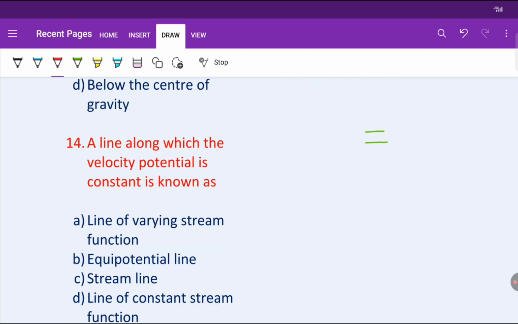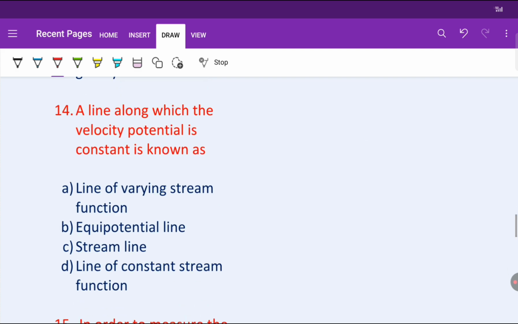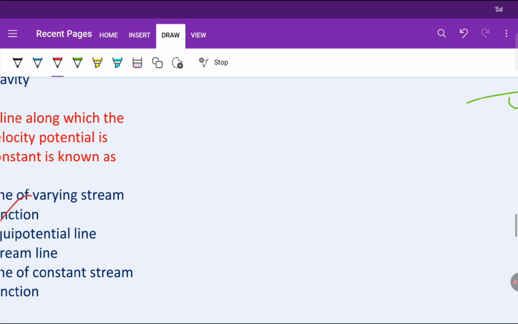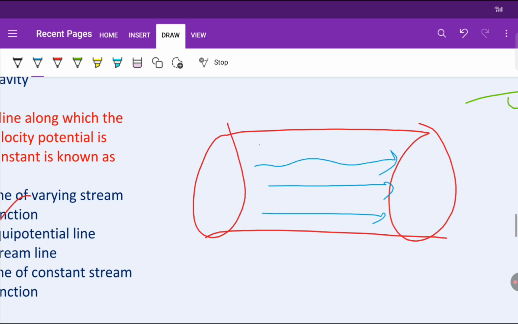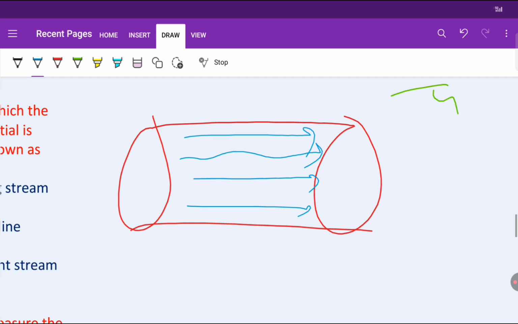So the next question: a line along which the velocity potential is constant is known as, so velocity potential is constant, that line is called an equipotential line, right? Let us assume a stream tube. Stream tube means a series of streamlines, okay? Suppose these are streamlines along which the flow is occurring. So we know that across the streamline flow is not possible, right? So in this direction, flow is not occurring. So why is flow not occurring here?